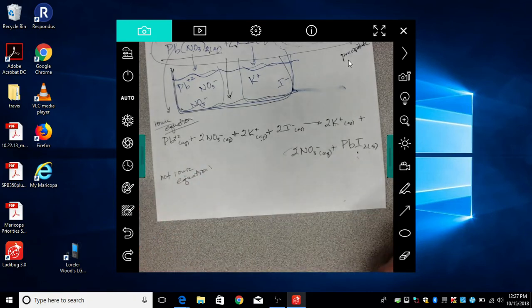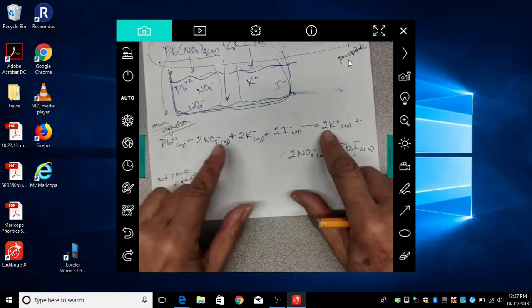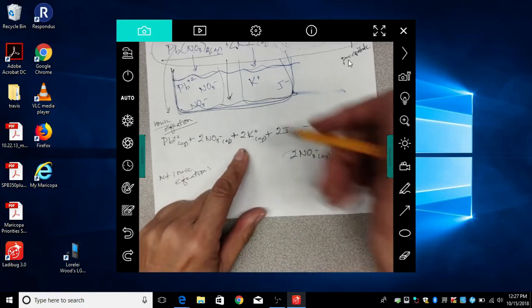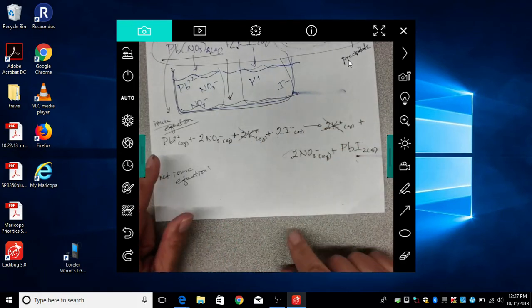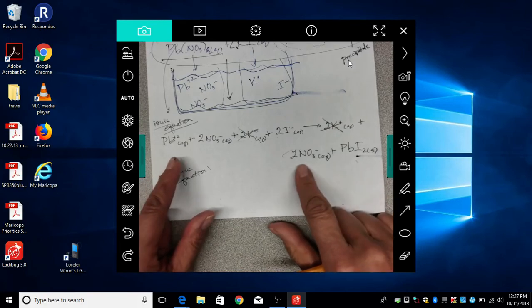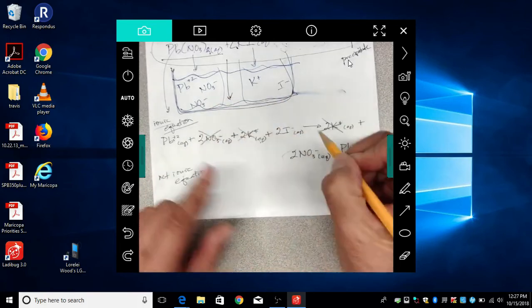Now I have to create what's called the net ionic equation. And we're going to cross out what are called the spectator ions, and it's sort of like reducing an equation in algebra where you want to cancel common terms on both sides of the equation, right? All right, so let's look for common terms. Well, I got 2 potassiums. Those are common, so I'm going to cross those out. What else do I have as common ions? Let's see here. Nitrate is a common ion.